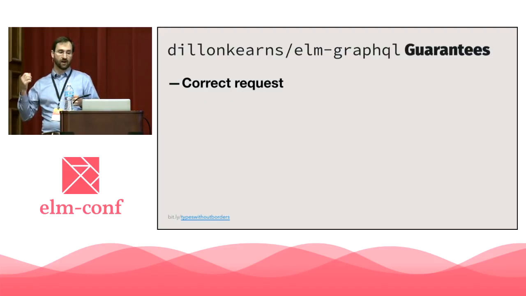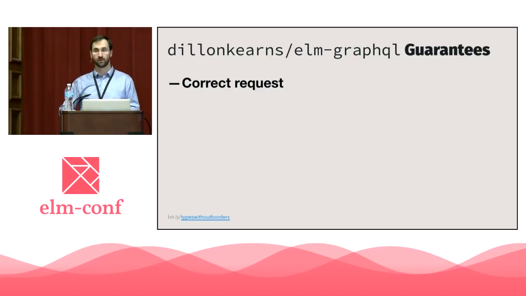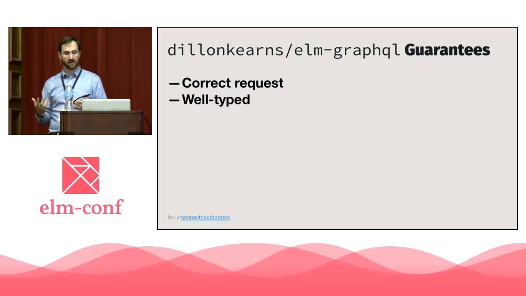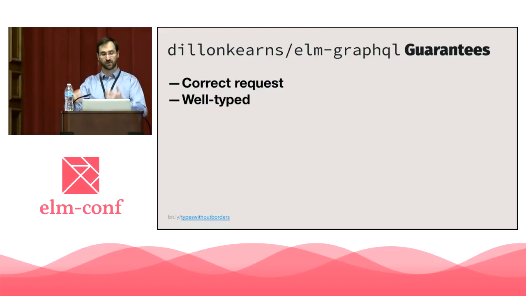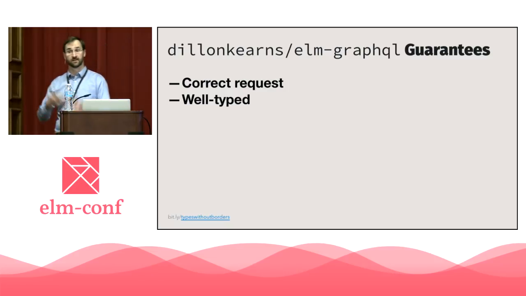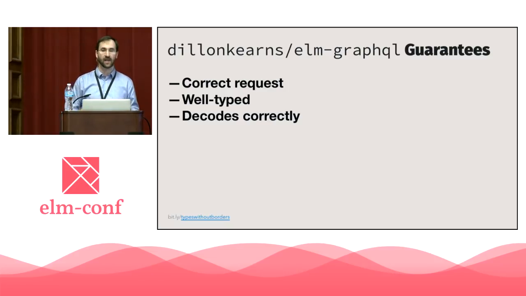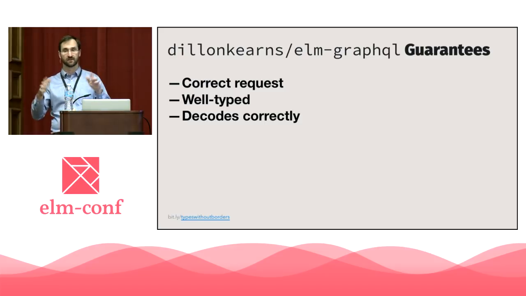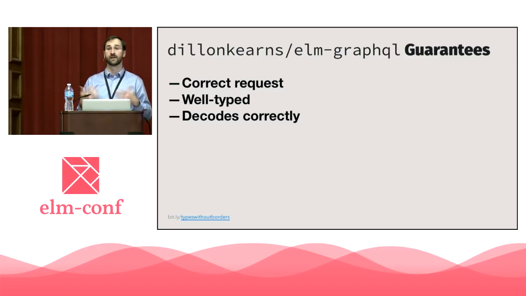For example, you're guaranteed to make a correct request to your GraphQL server. If the query you're making has a required argument and you don't pass in that required argument, your Elm client code will not compile. It's well typed, so you know that if you're getting a character's name, it's going to be a String. If you're getting a character's home planet, it's going to be a Maybe String. And it's guaranteed to decode correctly because the decoding is done for you in an auto-generated way.